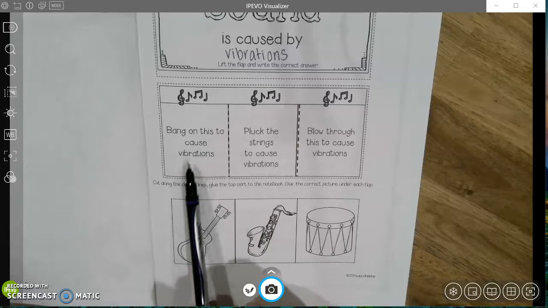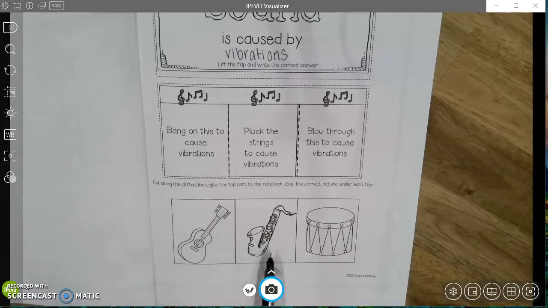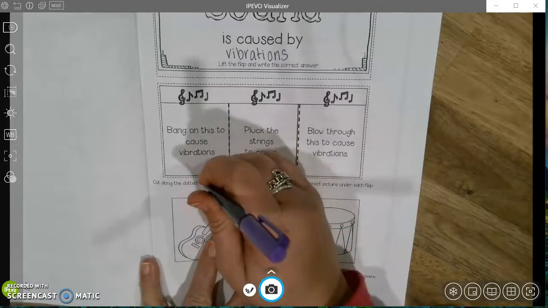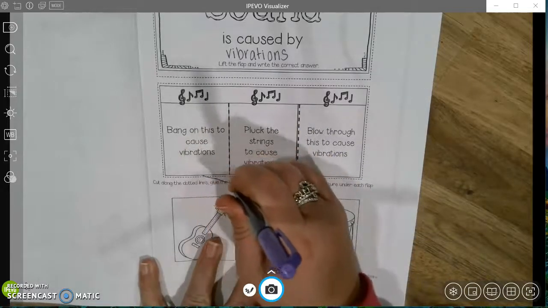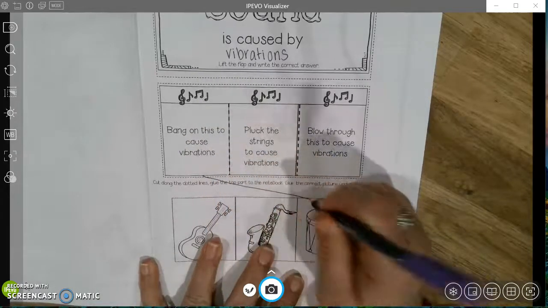Bang on this to cause vibrations. Which one of these instruments do we bang on? We bang on the drum, right? So we're going to draw a line from the first box to the drum.